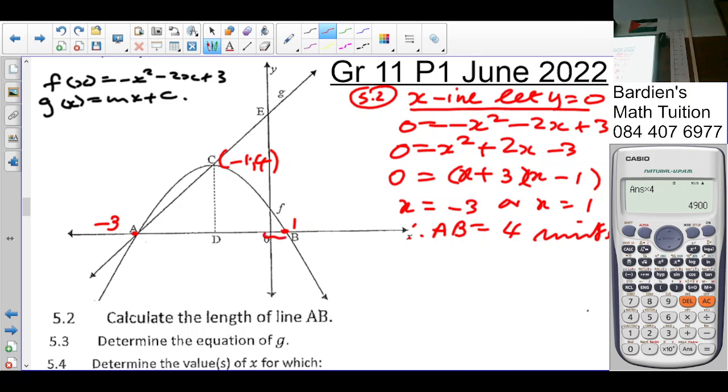Remember, from there to there is 1, and that is 3. Remember, length is never negative. That is going to give you your 4 units.